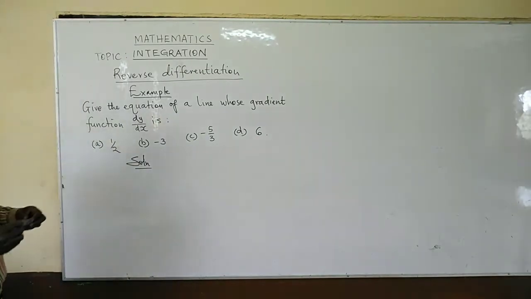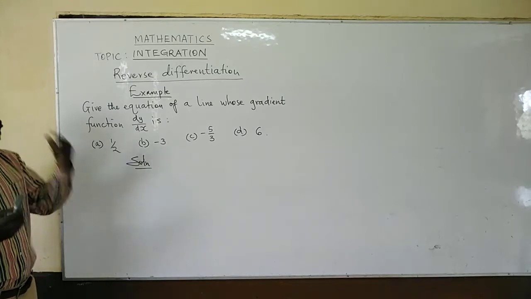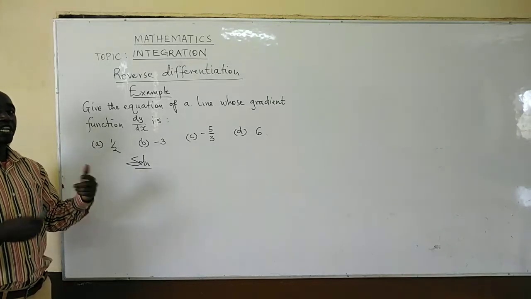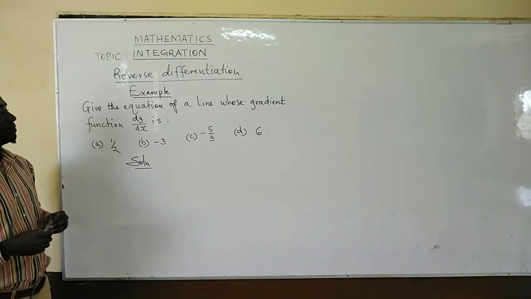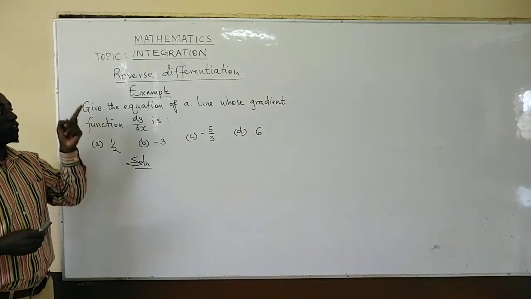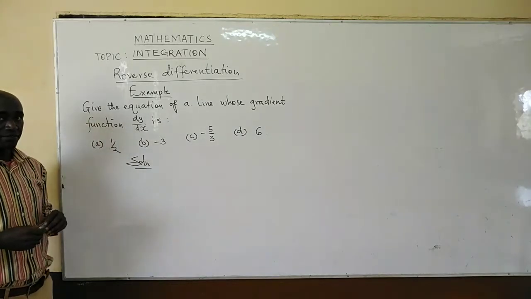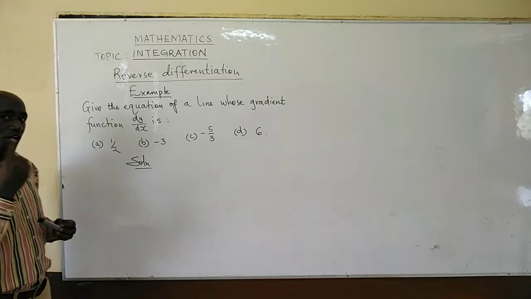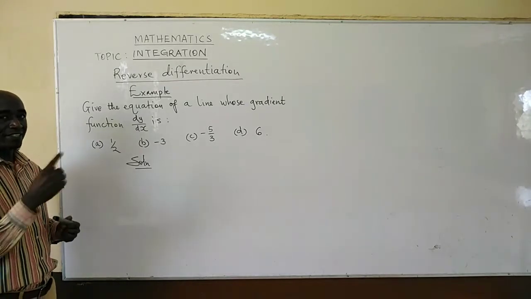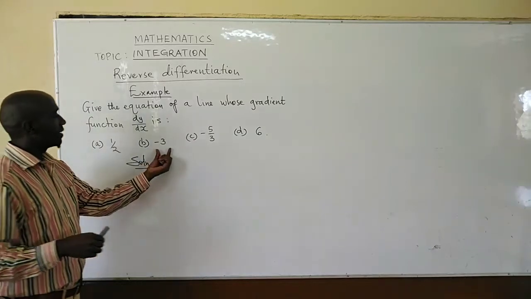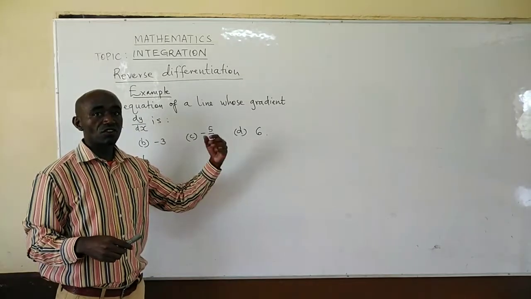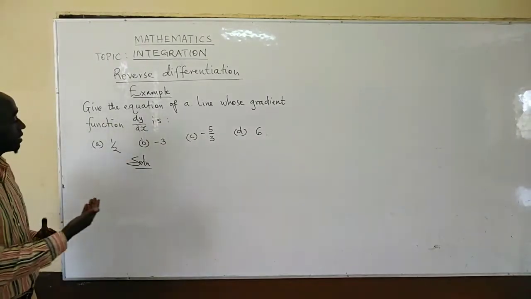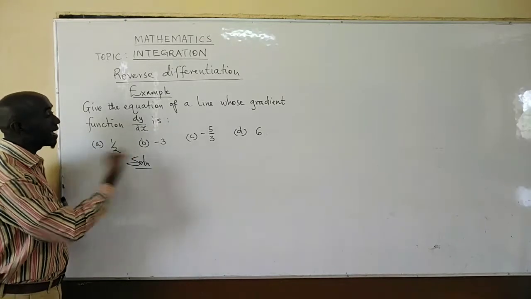Let's look at this question. We are finding the equation of a line whose gradient function has been given. So actually what we are going to do here is integrate. In all these cases, the gradient is a constant, so automatically this is a straight line. There is no variable x somewhere. These gradients are constant, therefore these lines are all straight lines.